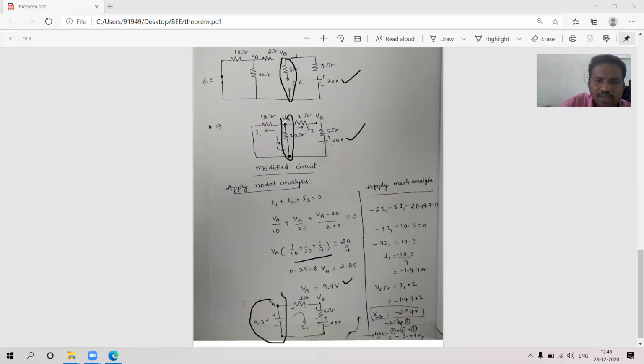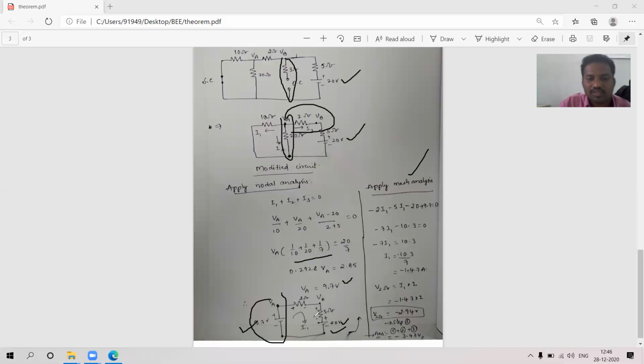I am replacing this as 9.7 volts because I want the voltage across this branch, from A to B, that means across the 2 ohms, not the nodal equation. Again I am applying mesh analysis, that is loop analysis. I cannot take voltage division directly because another voltage source is also there. Previously I did voltage division because only 9.7 was applied, but in this case I have two voltage sources: one is 9.7, another one is 20 volts.